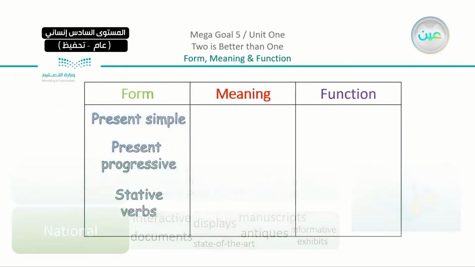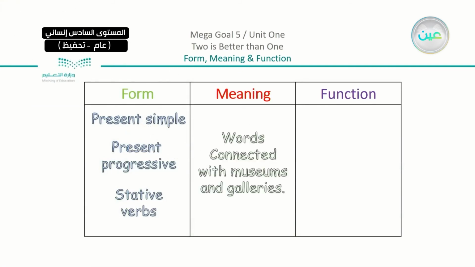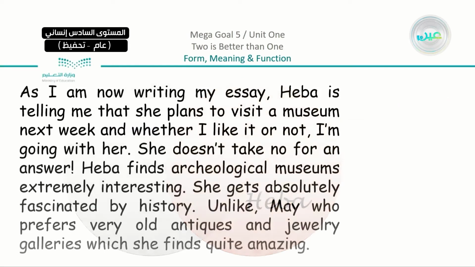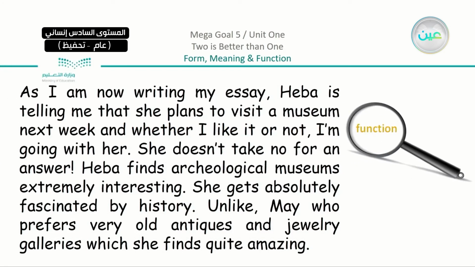Moving on, we covered the second part, which is the meanings, words connected with museums and galleries. And we have the last part, which is the function, and also we are going to May and Hiba. So May and Hiba really have helped us with a lot of things here in our lesson. Now we're going to see what we have with them. This time we are going to look for something else, which is what we have as function. Now just to see here, we can see that Hiba finds archaeological museums extremely interesting.